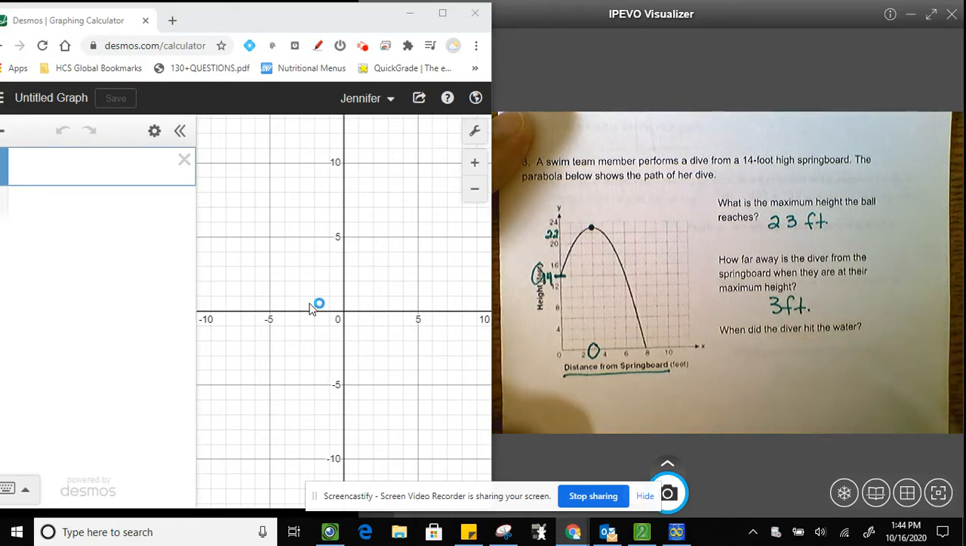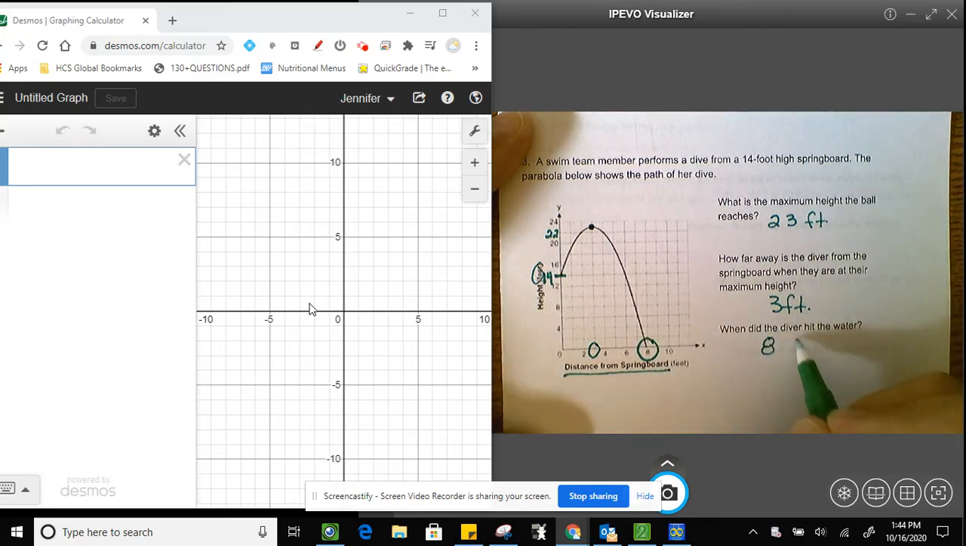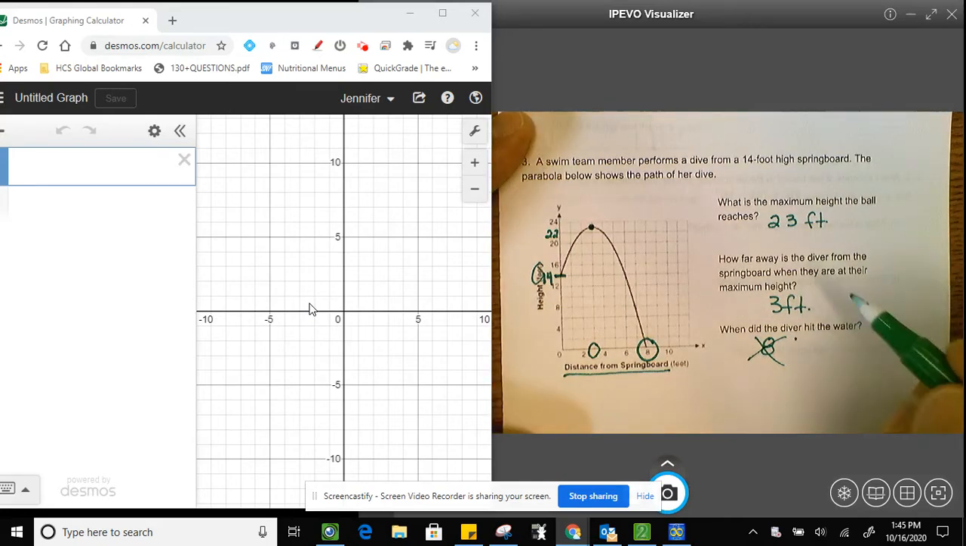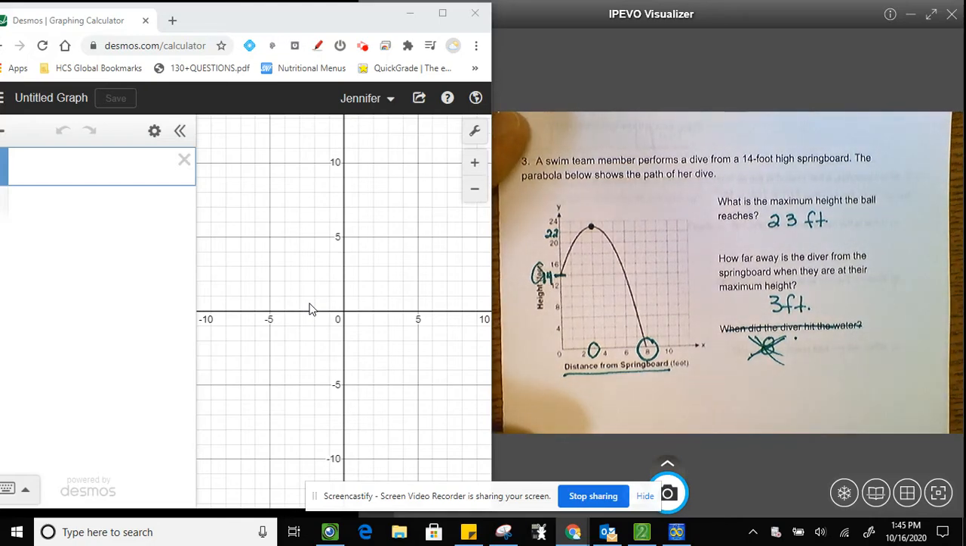And then when did the diver hit the water? Oh my goodness, it's 8 again. Actually, that's a terrible question. Terrible question. We have to mark that off because this is feet, not time. Okay.